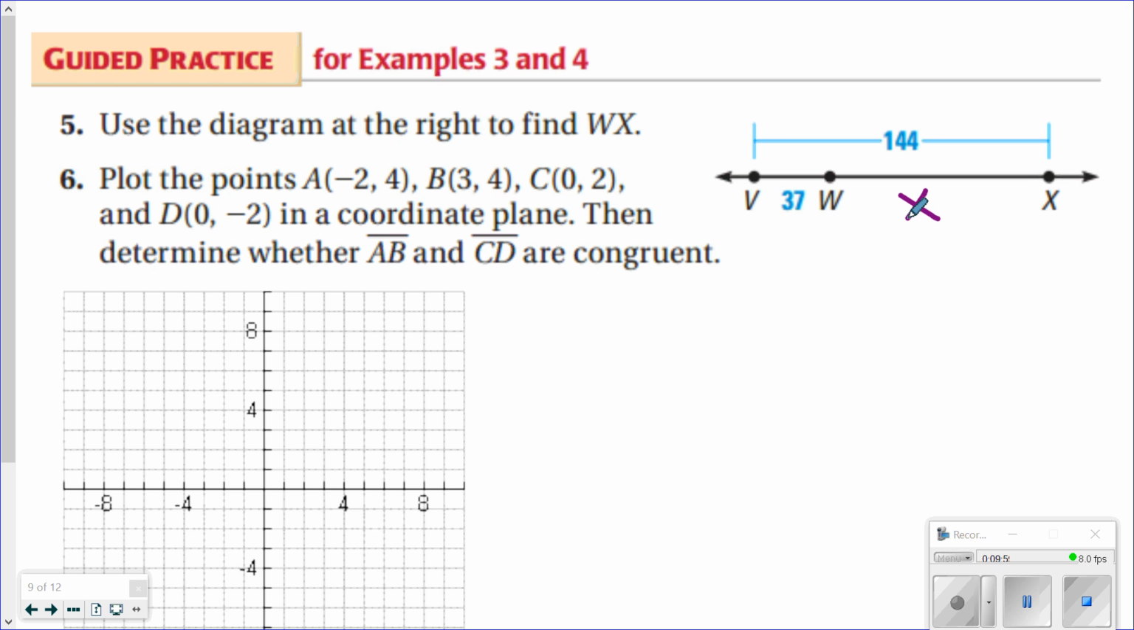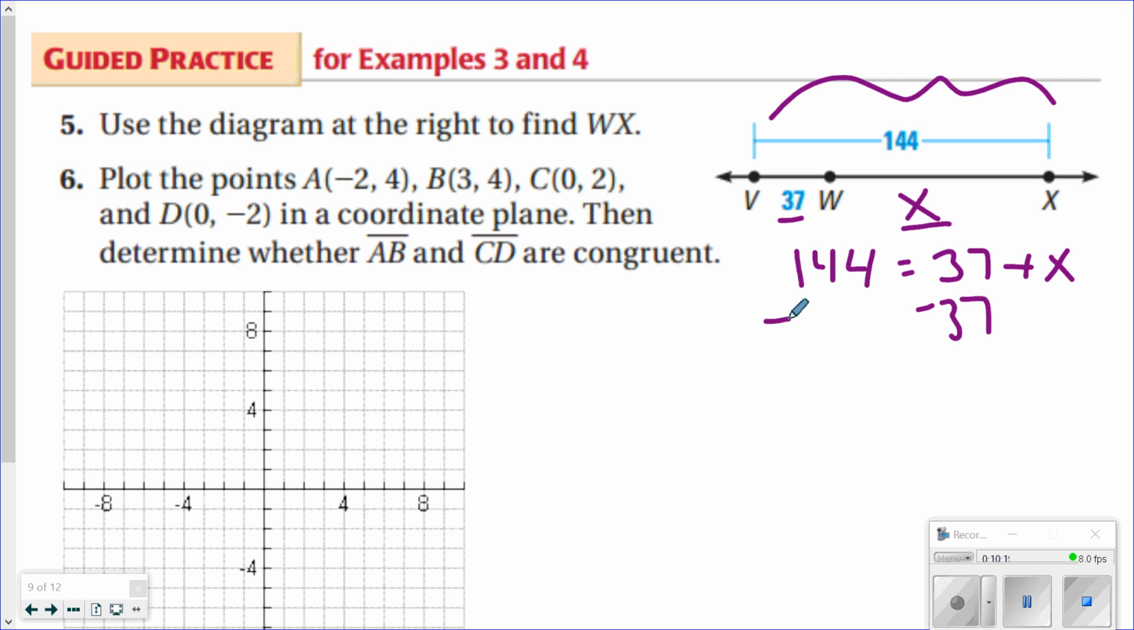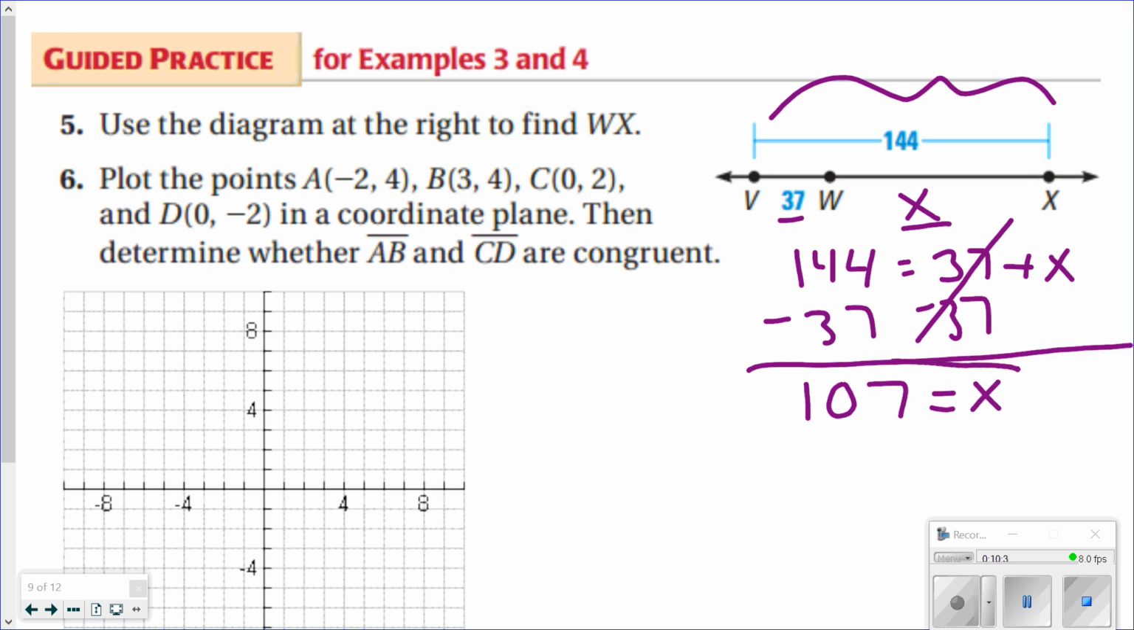All right, so to solve for this, I'm going to have 144 is equal to 37 plus x. Once again, 144 is the entire segment, and these two are the parts. So to find the whole segment, we just have to add the parts together. So to get x by itself, I'm going to subtract 37, subtract 37. Those cancel, and I'm left with 107 is equal to x. Hopefully that's what you got.